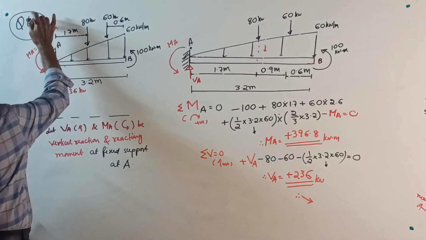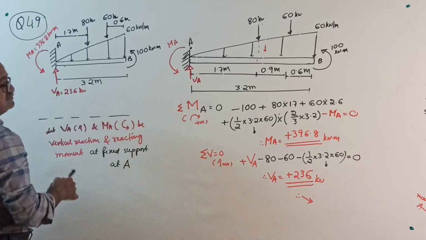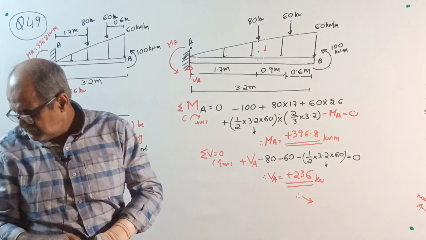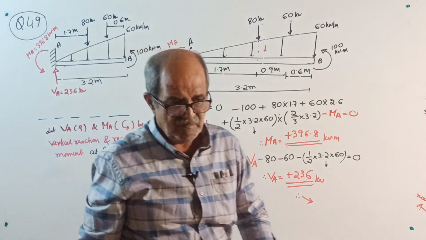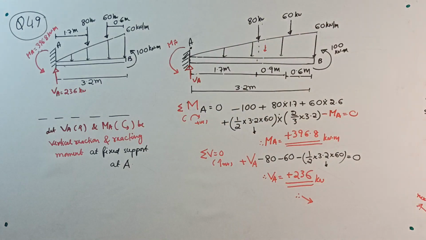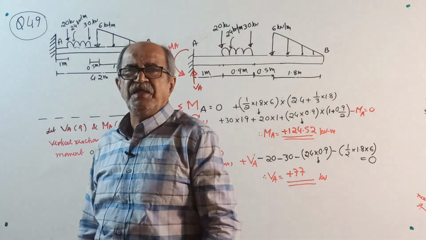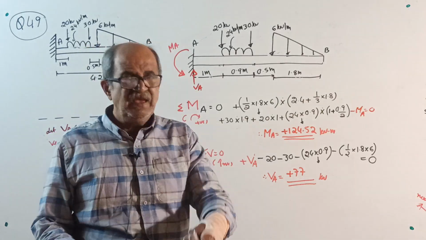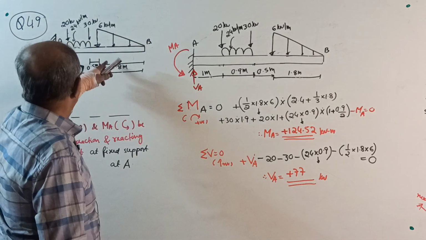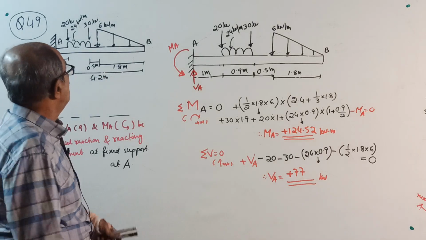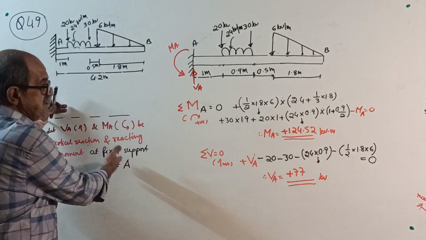Question number 49. I will prepare and explain to save time. Question number 49. Words become too lengthy, so I will give the sketch directly. Find the reactions for the beam shown. As usual, the statement I have not changed here.